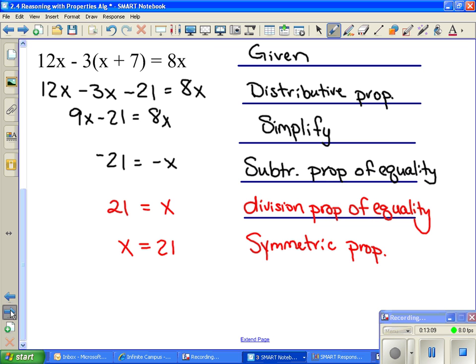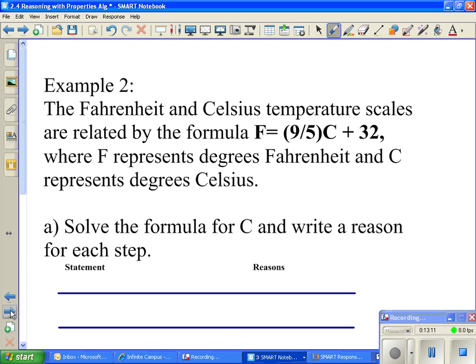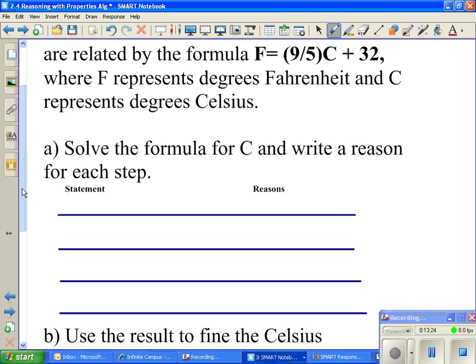Let's see what else we got. So here we go. The Fahrenheit and Celsius temperature scales are related by a formula. F, standing for Fahrenheit, equals 9/5 times the Celsius degrees plus 32. All right, we want to solve the formula for C and write a reason for each step. So you've got your statement and your reasons.